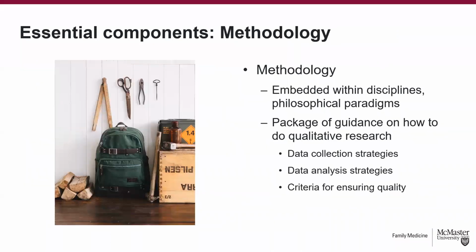The next part, the second thing that you start thinking about, is the methodology. So a methodology is a package of guidance about how to do qualitative research. It typically is aligned with a particular philosophical paradigm or often within a particular academic discipline. And it offers researchers guidance about data collection, data analysis, and criteria for ensuring quality. And so it gives you the map that you need to embark on this journey.